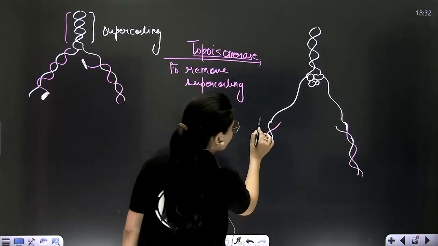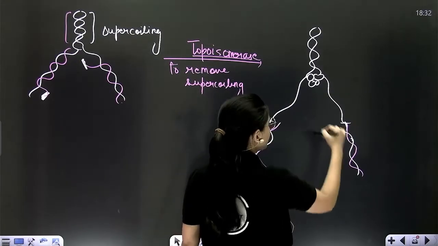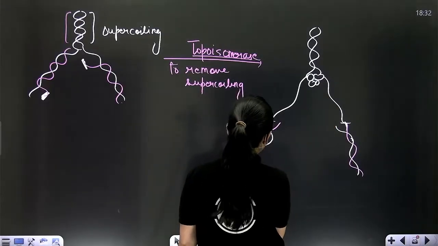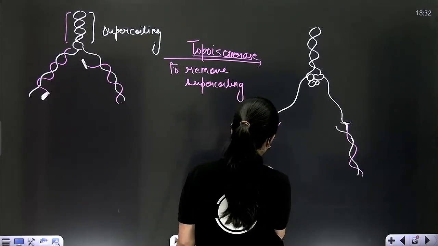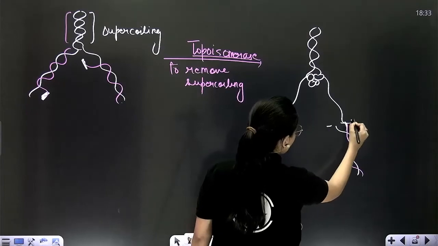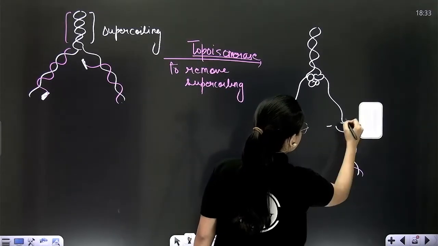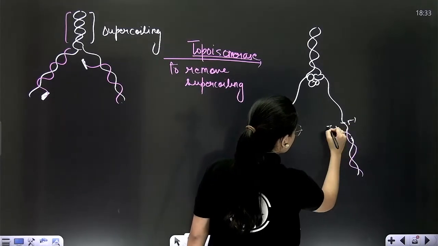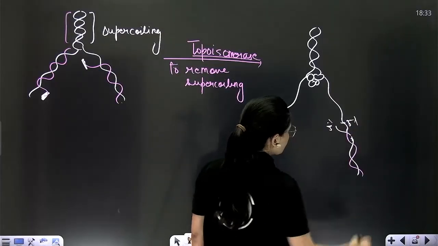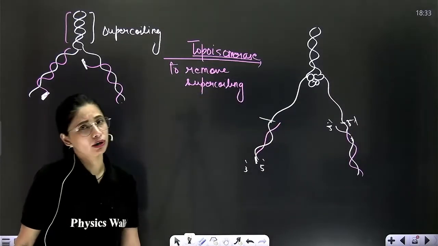Till here replication is done. Now further replication needs to be done. This is 3', 5' of the new strand. This is 5'. Right? Now, beta, what will happen?